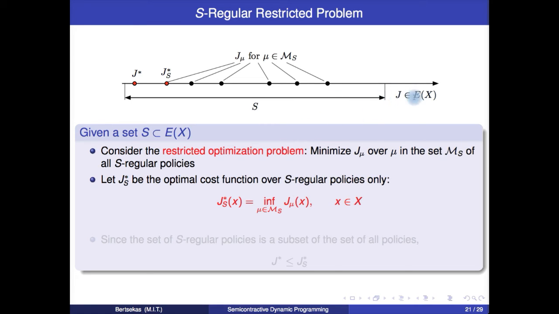So viewing functions J over the real line here, the cost functions J mu over the S regular policies lie in this line, and the minimum over those is J sub S star. All of these, of course, lie within the set S by definition of S regularity. However, the optimal cost function over all policies need not be equal to J sub S star. Since the S regular policies are a subset of the set of all policies, J star is optimization over a larger set, and it is no greater than J sub S star and could be strictly less than J sub S star.